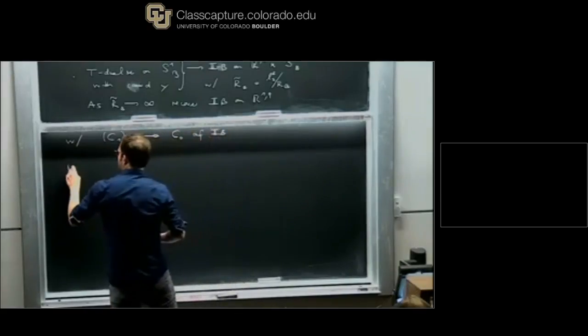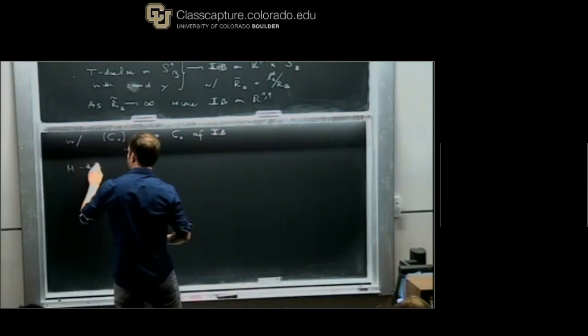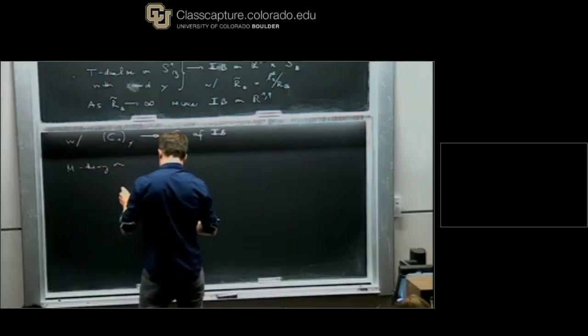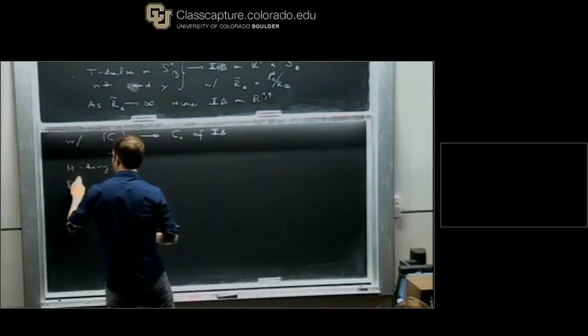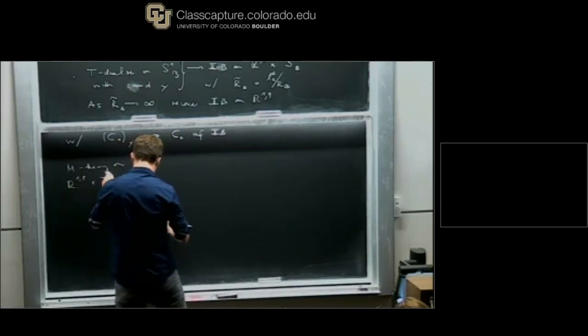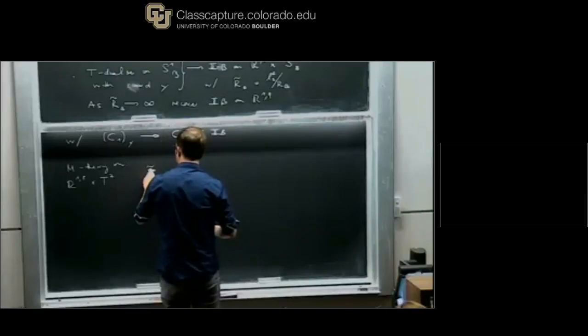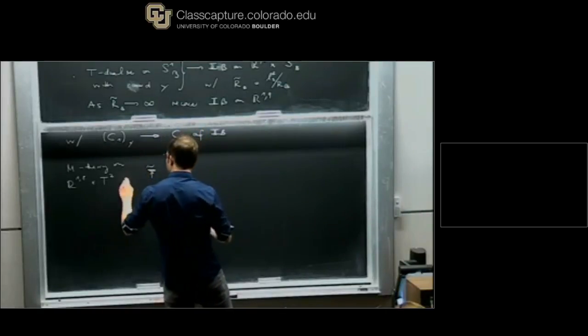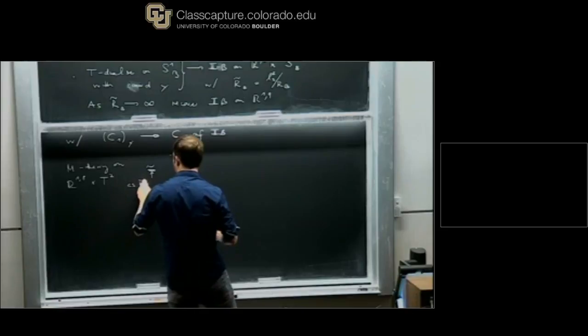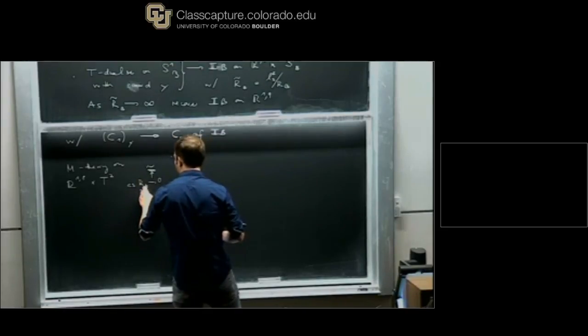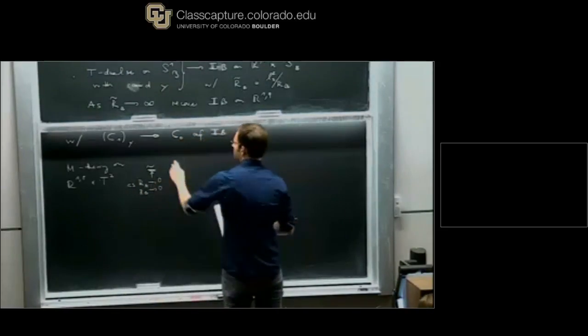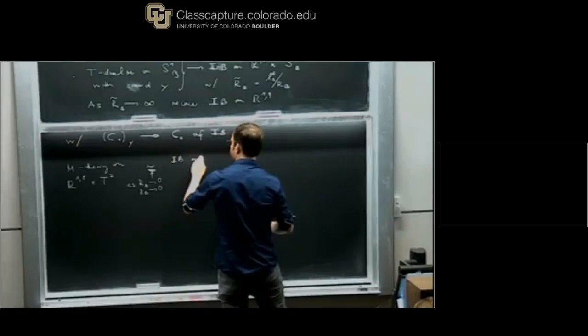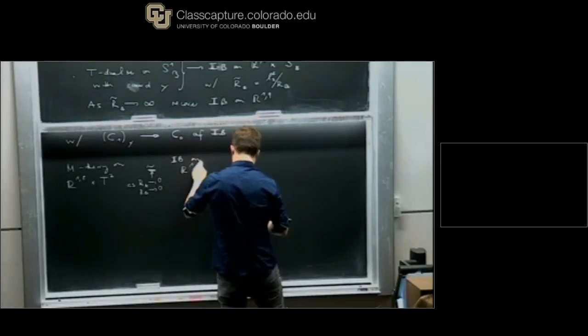So M-theory on R^8 times T2 is dual, in the limit where the radius R_A goes to zero and R_B goes to zero, to type IIB on R^9.